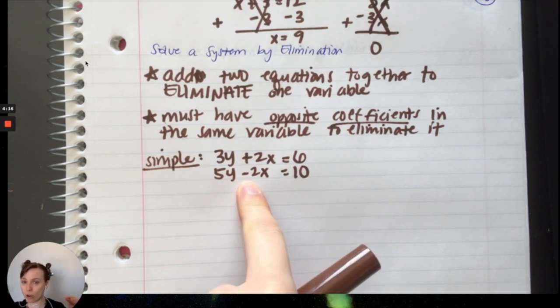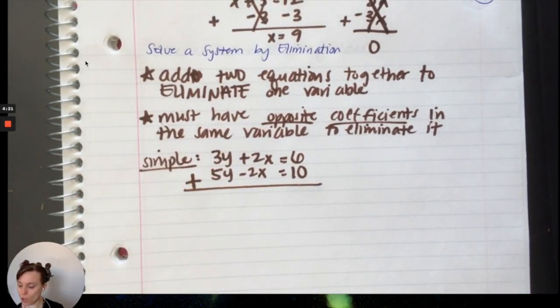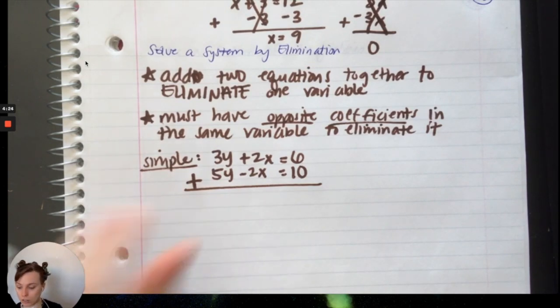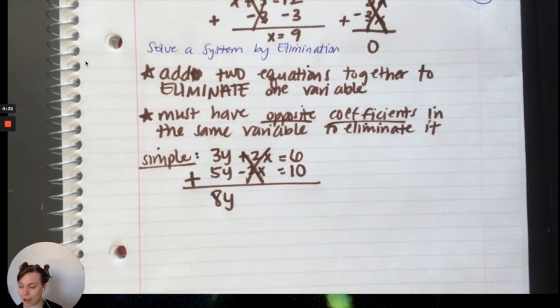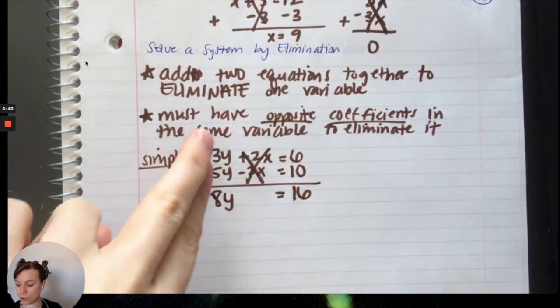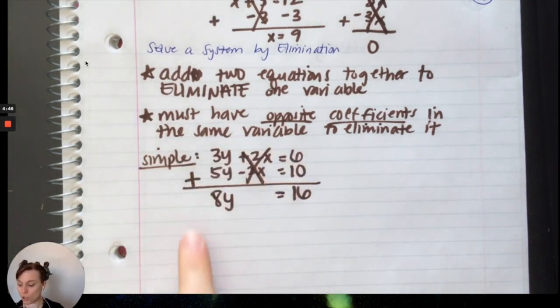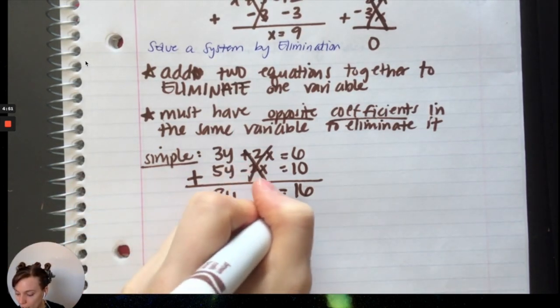Once I have opposite coefficients, that means I can add these 2 equations together. So what is 3y plus 5y? 8y. What is 2x plus a negative 2x? Nothing. They eliminated. Cross them out. Because they eliminated, I know I did something right so far. Equals, what is 6 plus 10? 16. Boom. Just like substitution, we did this fancy step, and I'm now down from 2 equations with 2 different variables to 1 equation with 1 variable. I can solve this. Divide by 8, y equals 2.